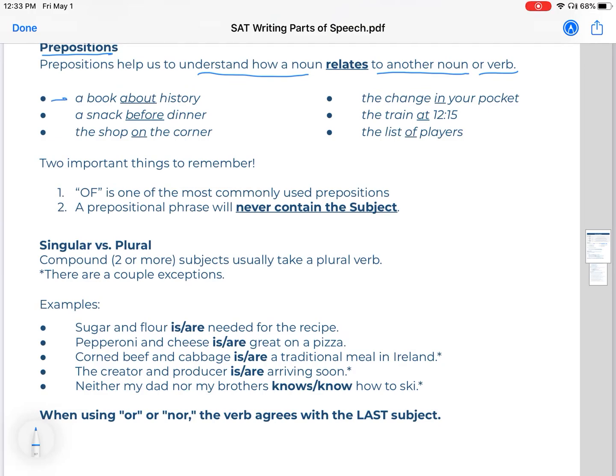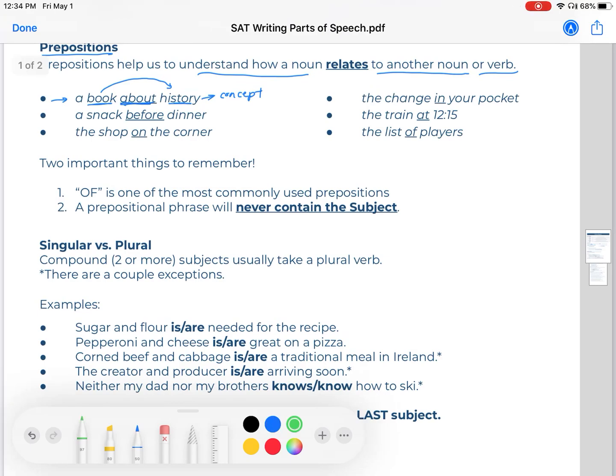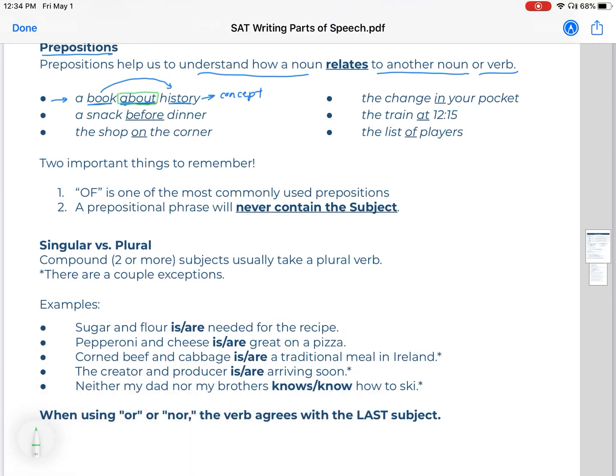First example we see is a book about history, where the preposition is about. Okay, and what it does is it helps us understand or connect the two nouns, book and history. And remember, history is a concept, and so it is a noun. Okay, we might not be able to touch history, we might not be able to feel history or see history, but it is a concept, and so it is a noun. The key thing here that what this video is going to focus on is prepositions. Right, so this is the preposition about, and it connects us or tells us the relationship between two nouns.